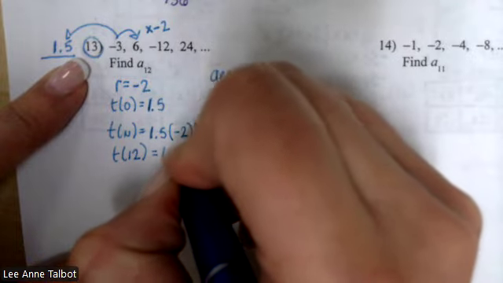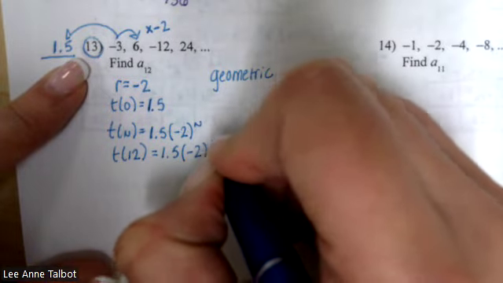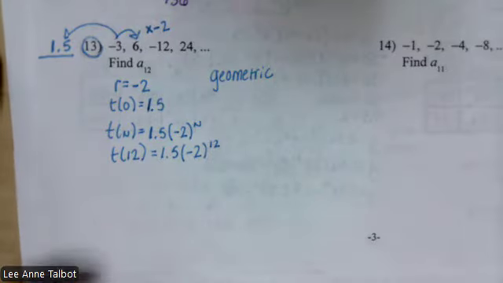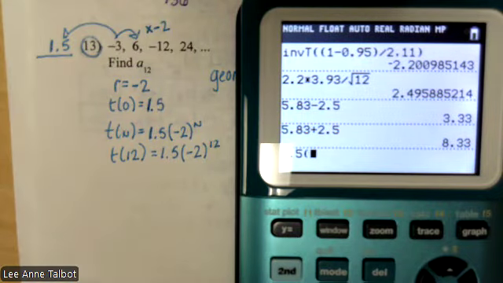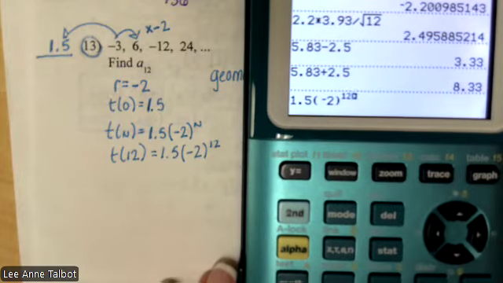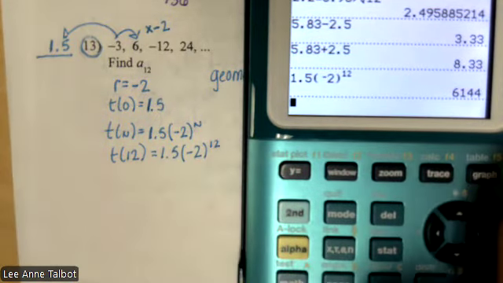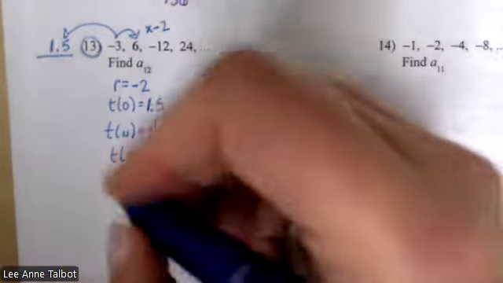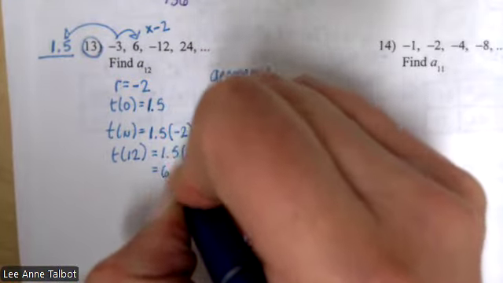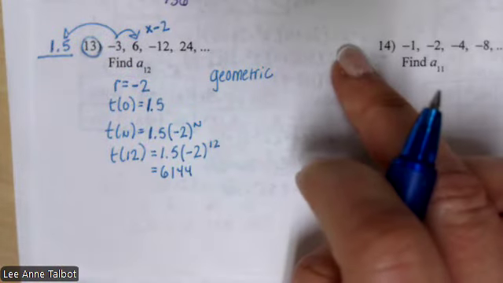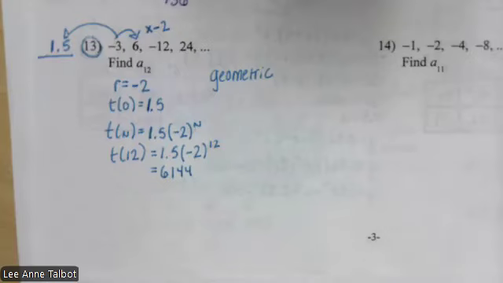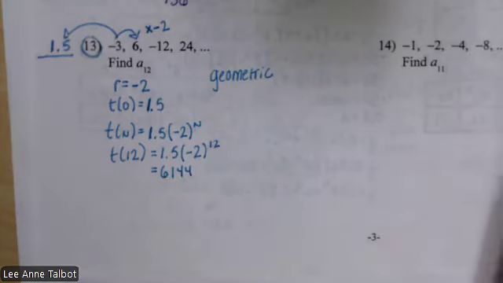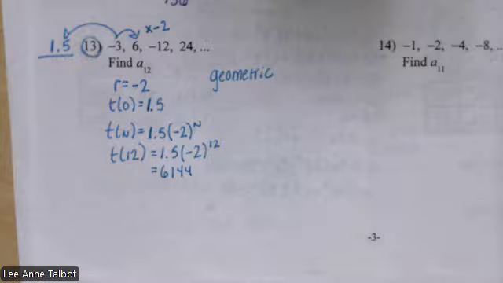T12 equals 1.5 times -2 to the 12. 1.5 times -2 to the 12 is 6,144. So if I kept going out to the 12th number, it feels like that's kind of big for the 12th number, but I guess it would be 6,144. Okay, that's the only warm up we're doing today.